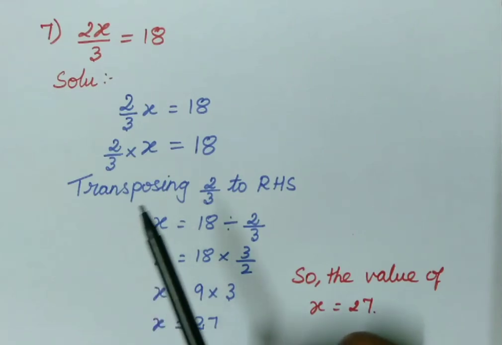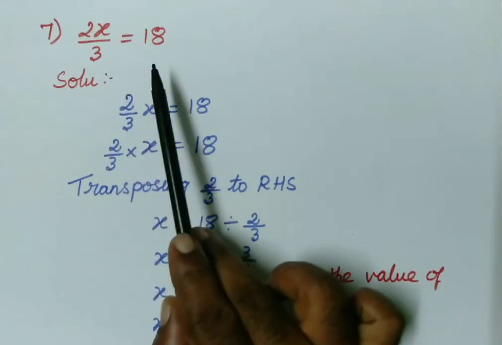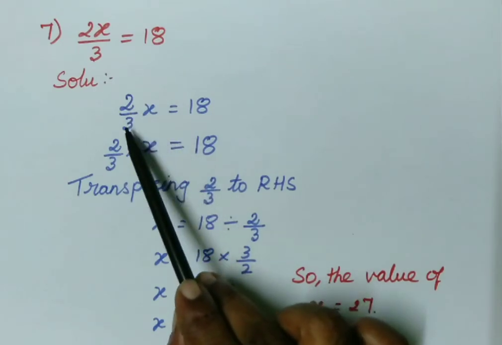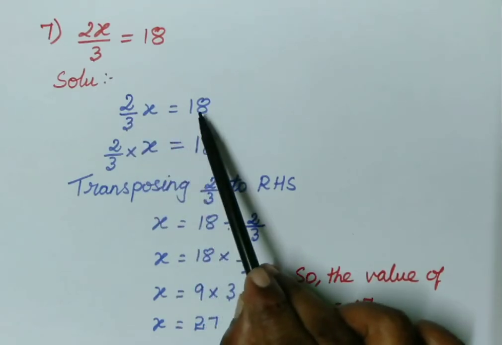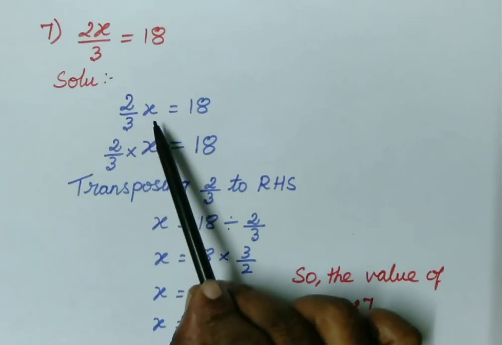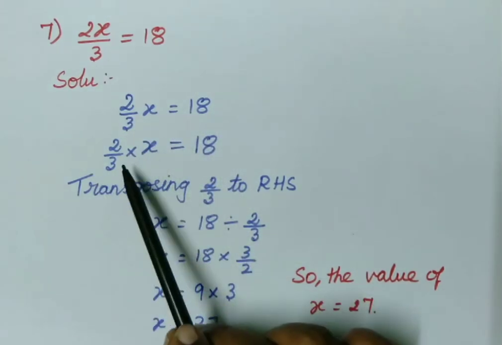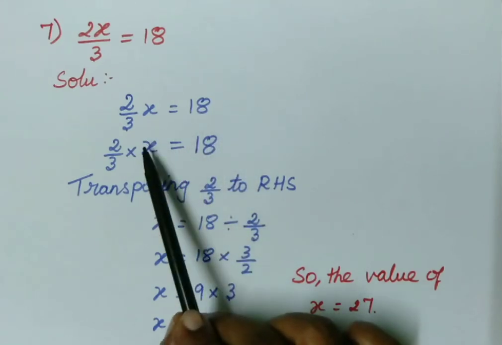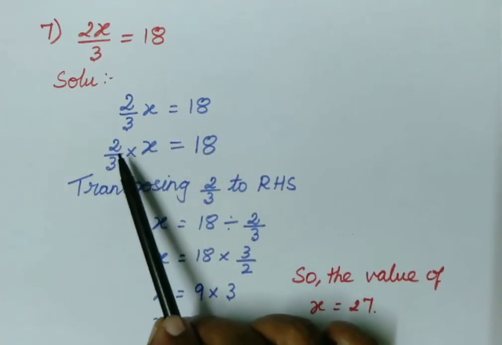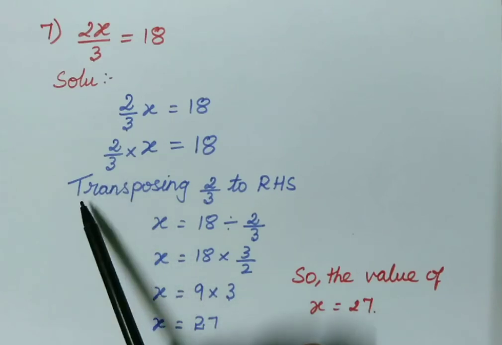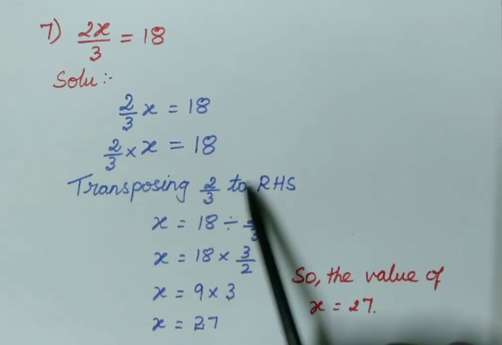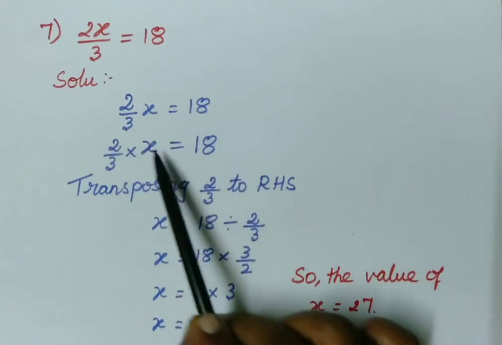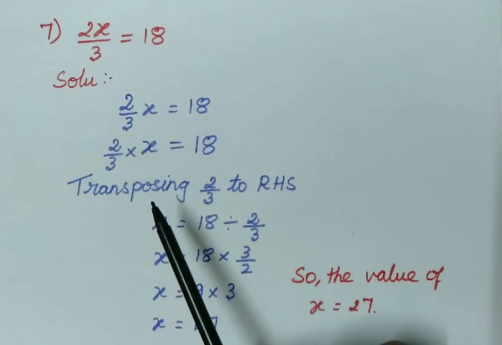Now let us see the seventh sum. 2x by 3 equals 18. Same, write the same question again. 2 by 3 into x equals 18. So 2 by 3 x equals 18. I am going to rewrite it as 2 by 3 into x equals 18. I am going to separate the variable and constant separately. Now transposing 2 by 3 to RHS. I am going to bring 2 by 3 to RHS in order to find the value of x.